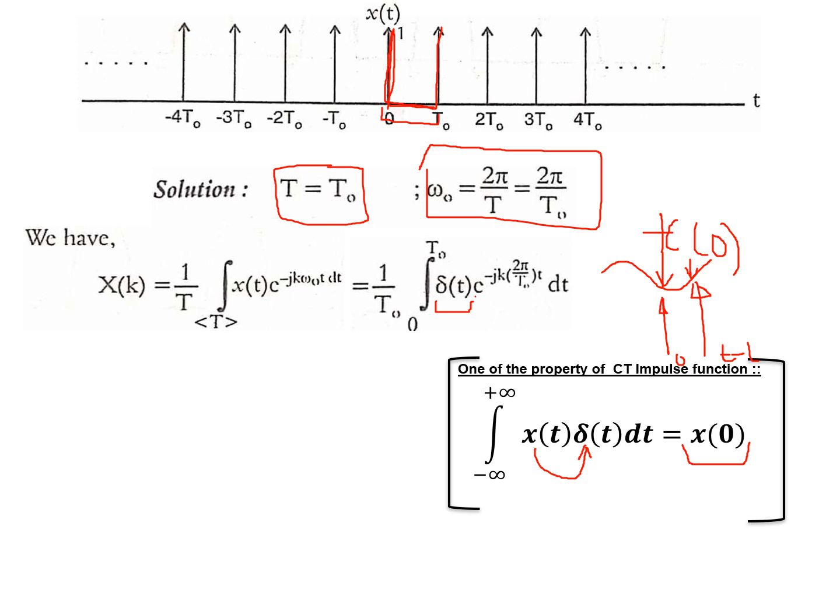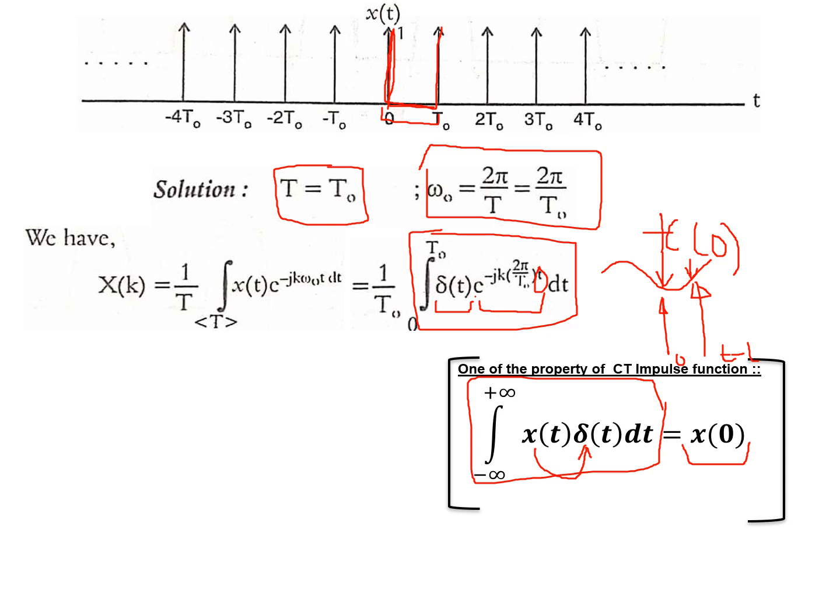That means this is the value of the integral. The whole integral now becomes a constant, the x value at t is equal to 0. I'm making use of this property to evaluate this integral. Then here, in the place of x of t, I have e power j k 2 pi by t naught into t. This is the function x of t now. So wherever t is there, put t is equal to 0.